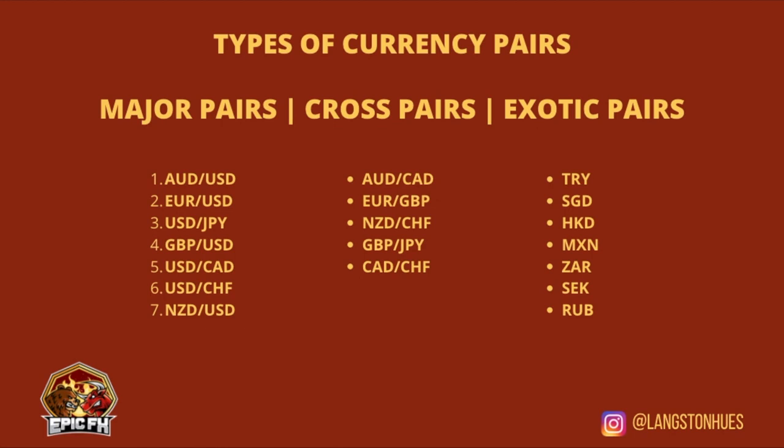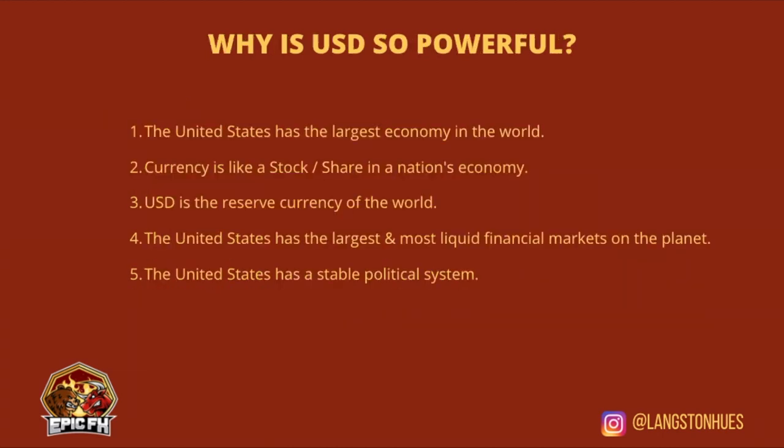We have the Turkish lira, the Singaporean dollar, the Hong Kong dollar, the Mexican peso, the South African rand, the Swedish krona, the Russian ruble. In fact, the list is extensive. There are a number of countries that have a currency, and these exotic pairs can be traded with a major pair. So, as you can see, in the Forex markets, the US dollar is king.